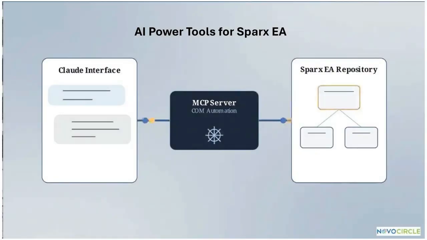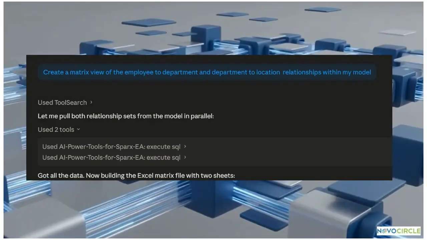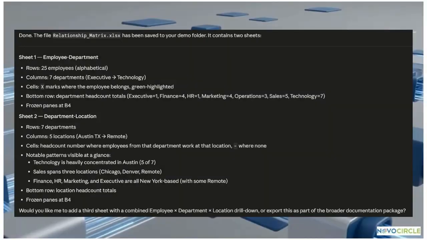Start by connecting the AI tools you already use to your Sparx EA models with AI power tools for Sparx EA. Open the architecture model in Enterprise Architect on your computer. Launch AI power tools for Sparx EA within Claude or VS Code. Give it a prompt, create the matrix views, and tell it what data to use. AI power tools will query the model data from EA and use Excel to render it. AI is done, and we now have an Excel workbook with our data.